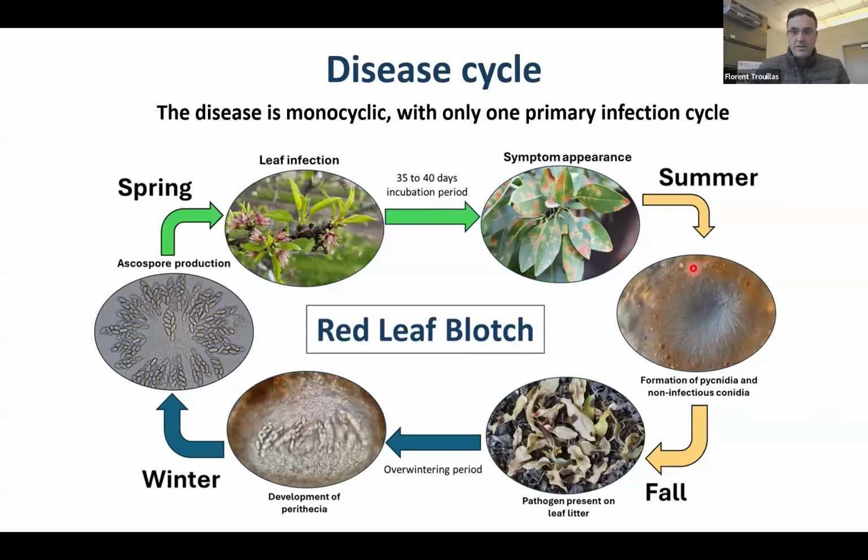Then in the summer, I've mentioned these pycnidia structures are forming. They don't play any role in the disease cycle, mostly a role in the pathogen reproduction. And again, infected leaves that you see throughout the summer will fall again, leading to more inoculum on the orchard floor.